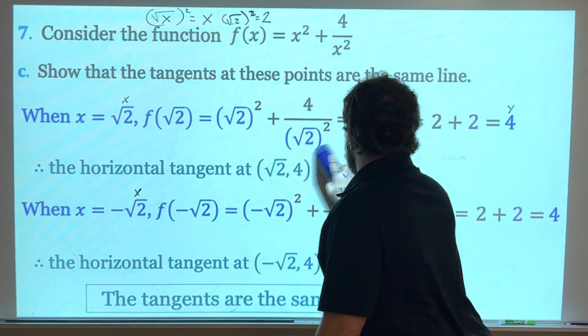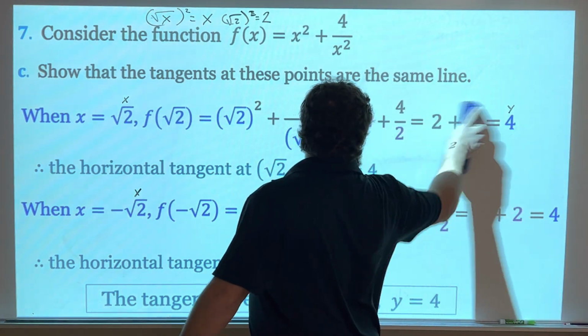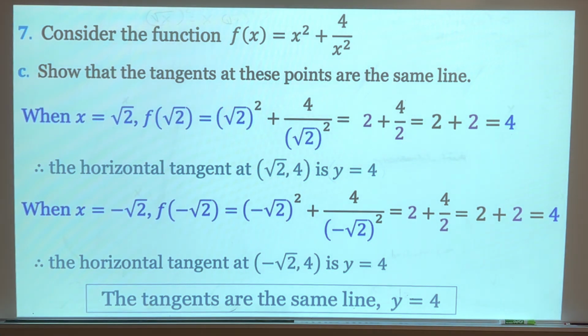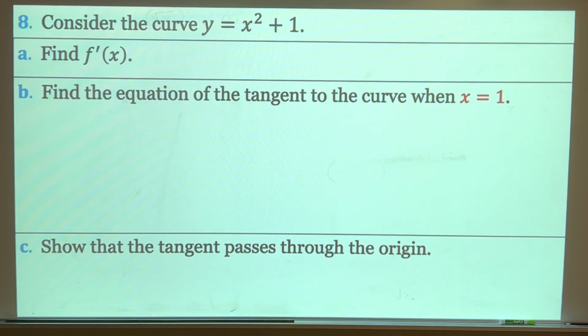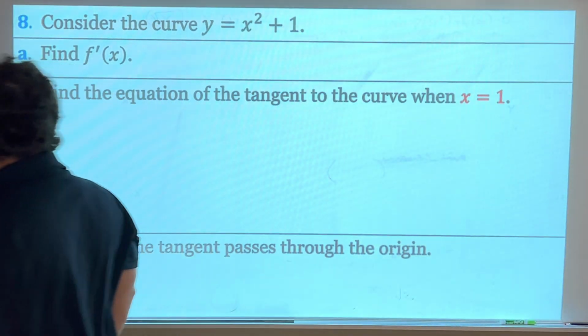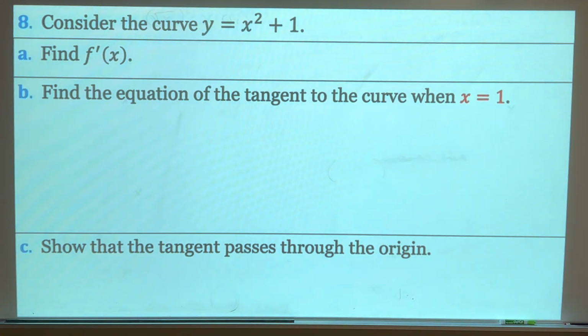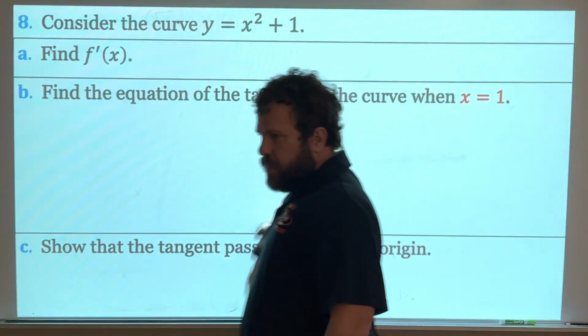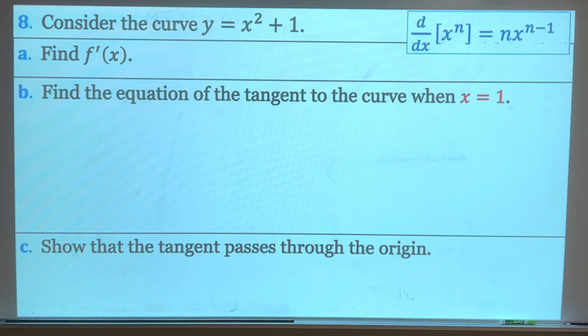Now let's go to 8. Consider the curve y equals x squared plus 1. In this curve, first thing I want you to do is find f prime x. Should be done. Remember, you're using the power rule. You get 2x is your answer.